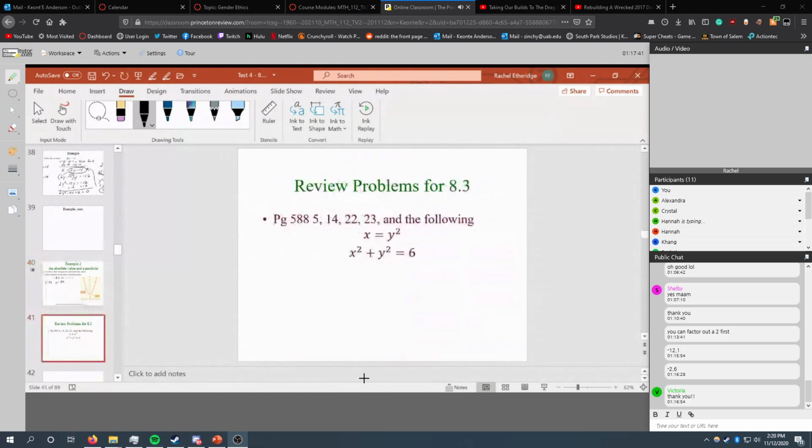And then here are some review problems for 8.3. I would suggest working review problems as you go along, just so you won't have to do it all at the end. If you review after you finish the section, you won't have to review at test time.